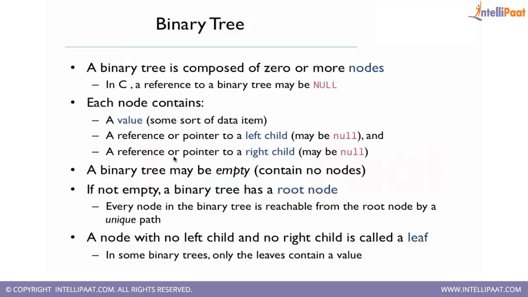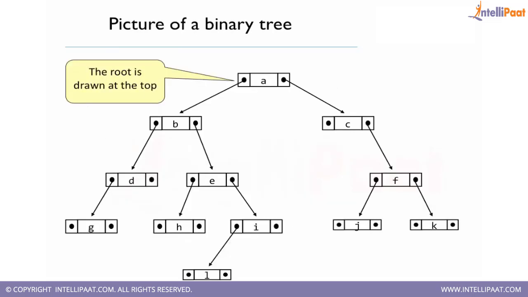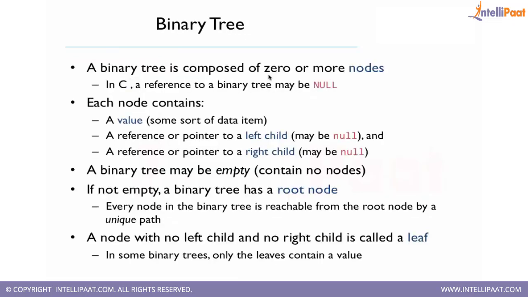So let's begin. What is a binary tree? A binary tree is composed of zero or more nodes. In C, a reference to a binary tree may be null. So a binary tree is something like this. Any node has two references. Suppose this is a node. This node has two references: one is the reference to the left part, one is the reference to the right part, and this is the data section.